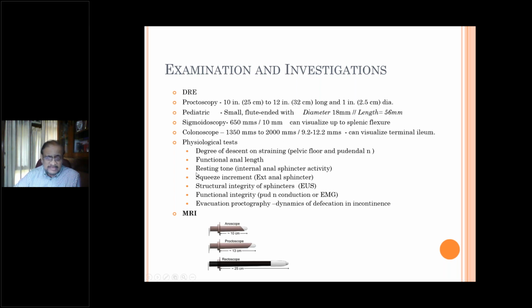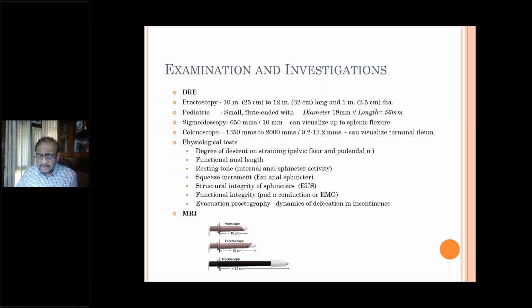What about the physiological tests? You have a number of tests which are basically relegated to specialized units and are more of an experimental nature rather than of real clinical benefit. But there are a lot of them. Degree of descent on straining demarcates the pelvic floor and pudendal nerve for you. The functional anal length, the internal anal sphincter activity by the resting tone, the squeeze increment, the external anal sphincter is seen by examination under endoscopic ultrasound. You see the structural integrity of sphincters. You can also do an EMG for functional integrity, and evacuation proctography. They are done in specialized units, right?